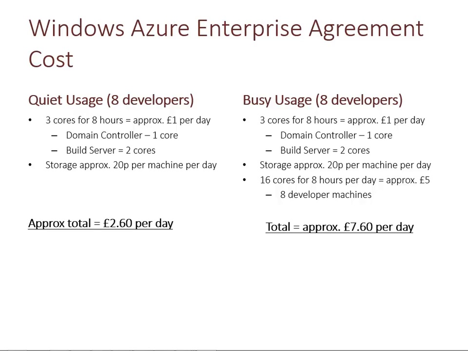In the busy usage scenario, we've got 8 developers who are working flat out for 8 hours a day. We've got the same cost for the domain controller and the build server, because they're going to be just running during normal core hours to make sure if anyone did check a change in, we've got the standard continuous integration scenario going on. We've still got the same storage cost, but the additional cost now is 16 cores for 8 hours per day, which would cover the 8 development machines. So that's going to cost about £5 per day.